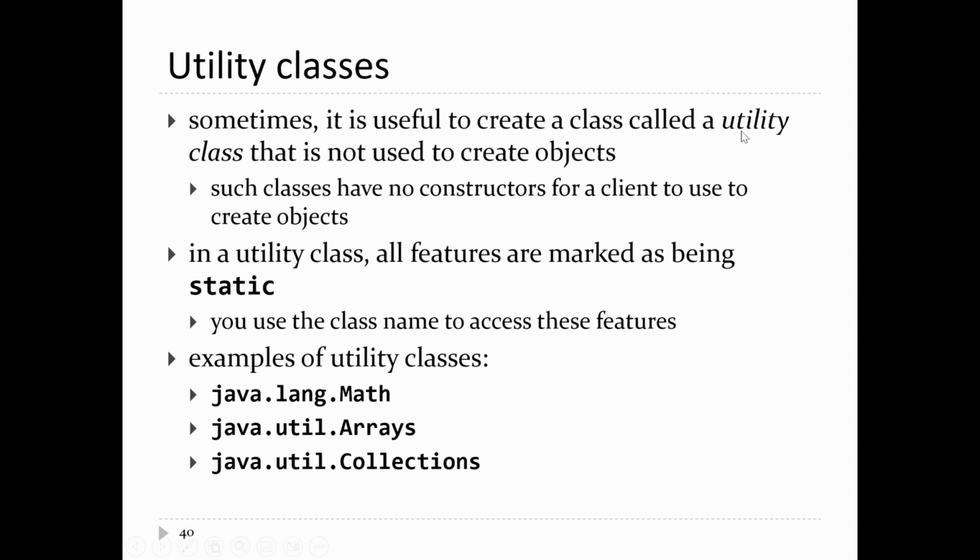So these types of classes are called utility classes, right? In these classes, if you look at their documentation, you'll see no constructors, and you won't see any methods that return objects of that type. So in utility classes, all features are marked as being static. In other words, you use the name of the class to access all the features, right? The fields and the methods. Examples of utility classes in the Java standard library are things like Math, Arrays, and Collections.